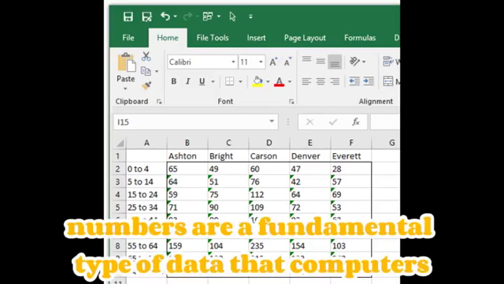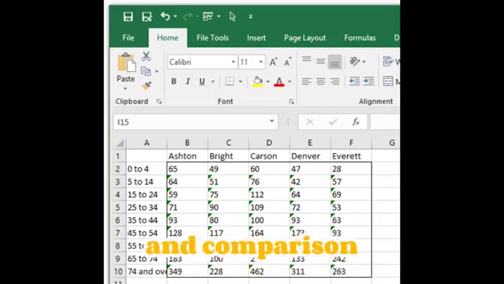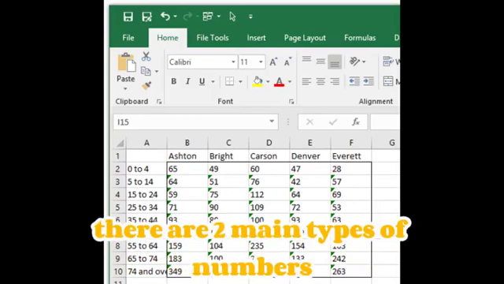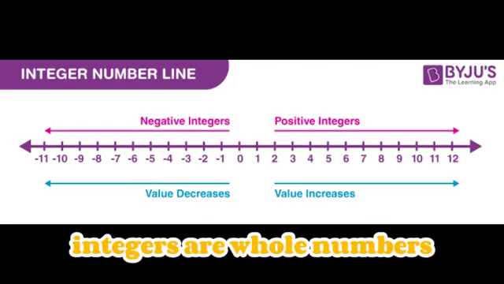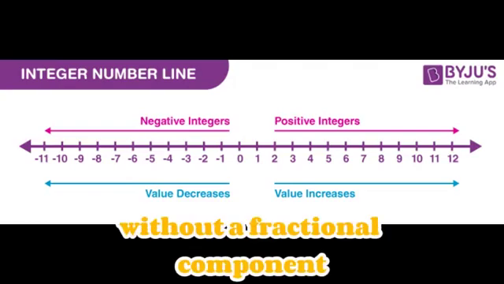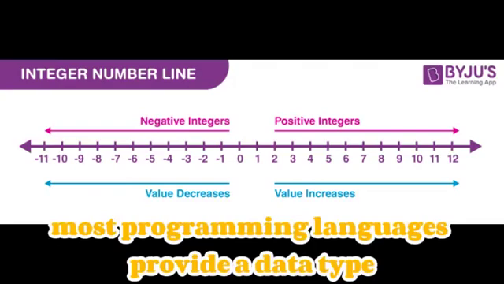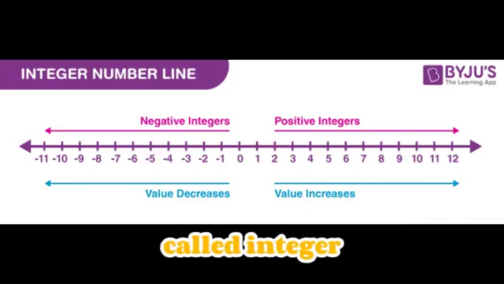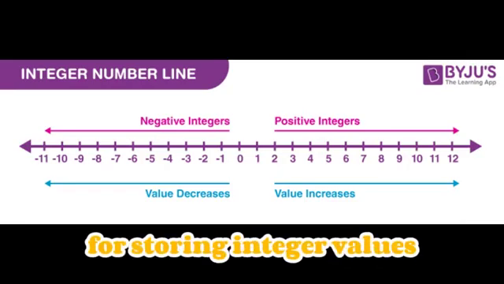Numbers are a fundamental type of data that computers use for calculation, measurement, and comparison. There are two main types of numbers: integers and floating point numbers. Integers are whole numbers without a fractional component. They can be positive, negative, or zero. Most programming languages provide a data type called integer, often abbreviated as int, for storing integer values.